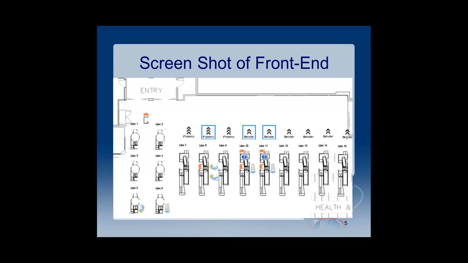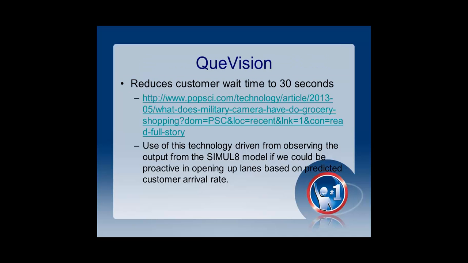As a result of that, we have a system in place, and I think it's in all of our stores now, called Pew Vision. We have reduced the customer wait time to 30 seconds in these stores. I've given you a website where you can find out, again, what that technology looks like. And again, all this really came about because of running models and seeing what happens.